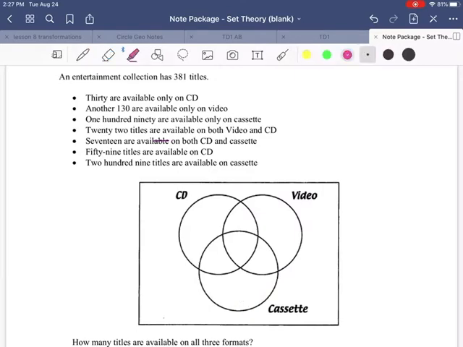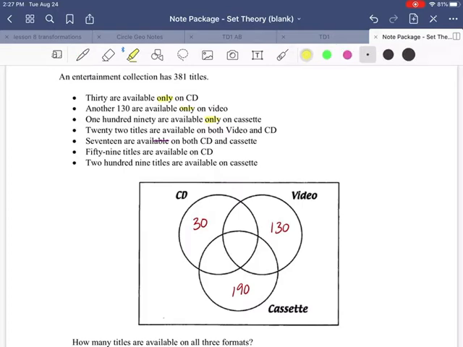Now there's some very important words that we have to keep note of. This word, only, in the first three. That means we're dealing with just that thing. So let's go through. There's 30 available only on CD. So that means we can put 30 in for sure. Another 130 are available only on video. Because of that word only, we know we can put that number there. And we can also do the 190 only available on cassette.